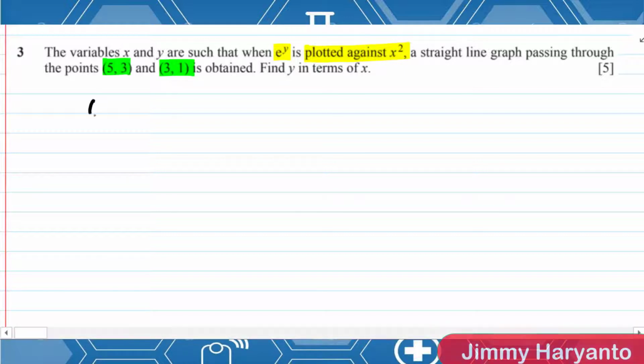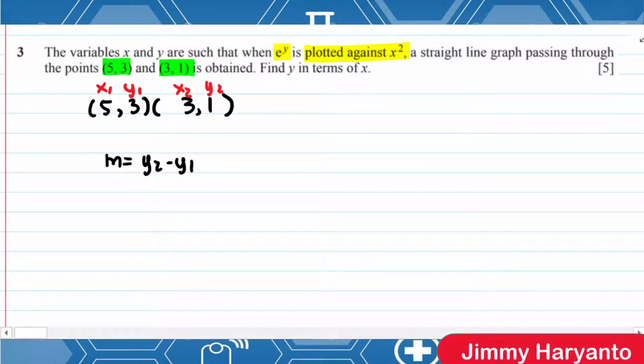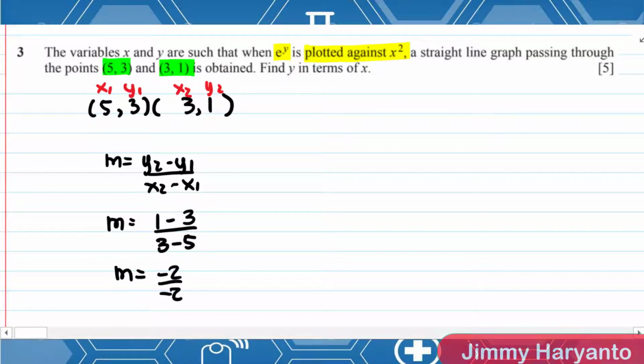Obviously you have to find the gradient, using points 3, 1 and the other one. You can tell that this is x1, y1, x2, y2. So the gradient will be y2 minus y1 over x2 minus x1. Gradient equals 1 minus 3 over 3 minus 5. Gradient equals negative 2 over negative 2 equals 1. There you go. The gradient is 1.